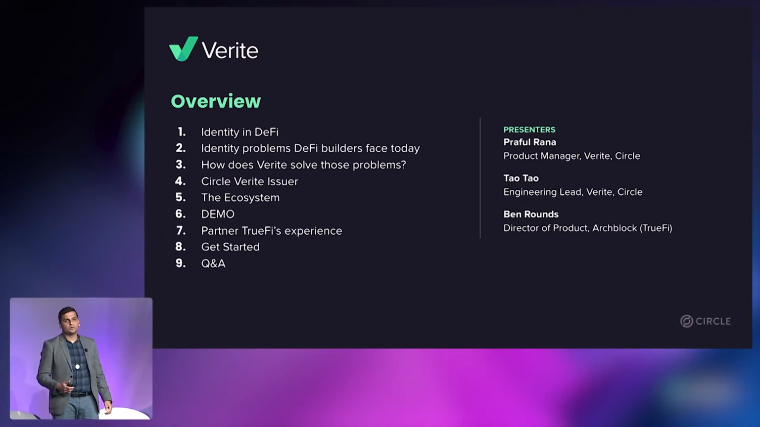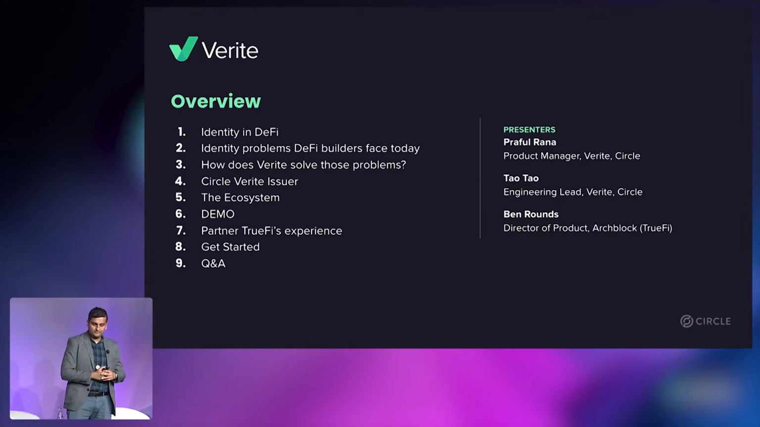So let's quickly go over the agenda. We'll start off by talking about identity in the DeFi space, problems that DeFi builders face today when working with identity, the Circle Verite issuer, and the first implementation of the end-to-end experience and how that solves some of the problems that DeFi builders face. And then finally, we'll get Ben to talk about his experience with the standard, his team's experience onboarding onto the standard, and we'll have Tao run the demo.